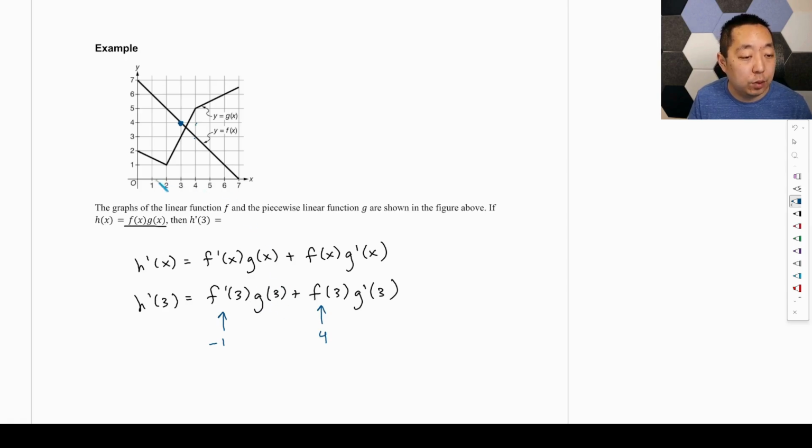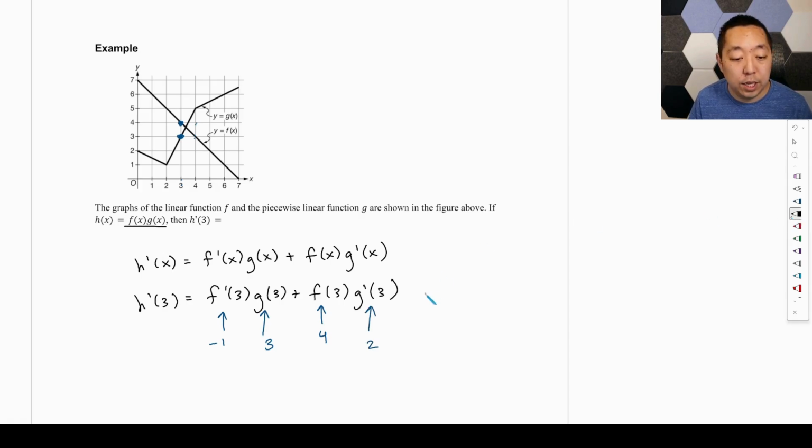How about g of 3? So let's look at g of 3. G of 3 is the y value here. G of 3 is 3. The y value is 3 there. And then now we want to know the slope at 3. Well, this is a straight line. It goes over 1 and up 2. So that's a slope of positive 2.